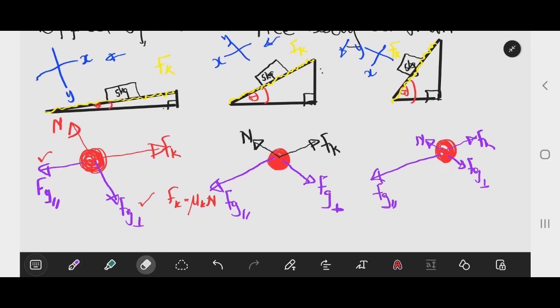Those are the changes that we can note when we increase the angle of inclination on the free body diagram. As you increase the angle of inclination, FG parallel increases, but all the other forces decrease, right? And the opposite is true. If you decrease the angle of inclination, right, all the forces will now increase except for FG parallel.